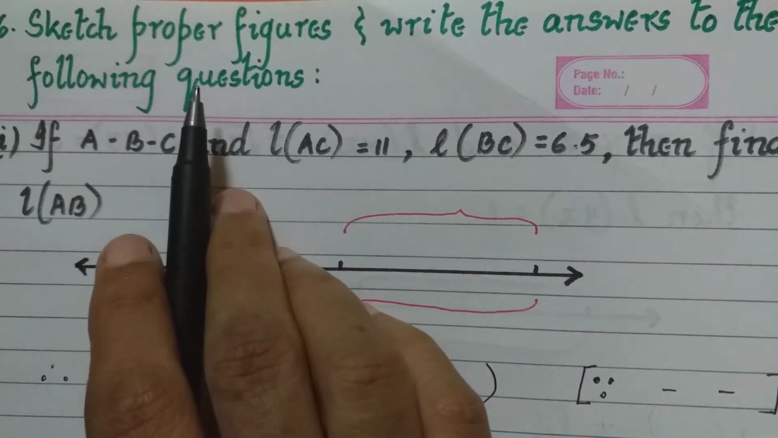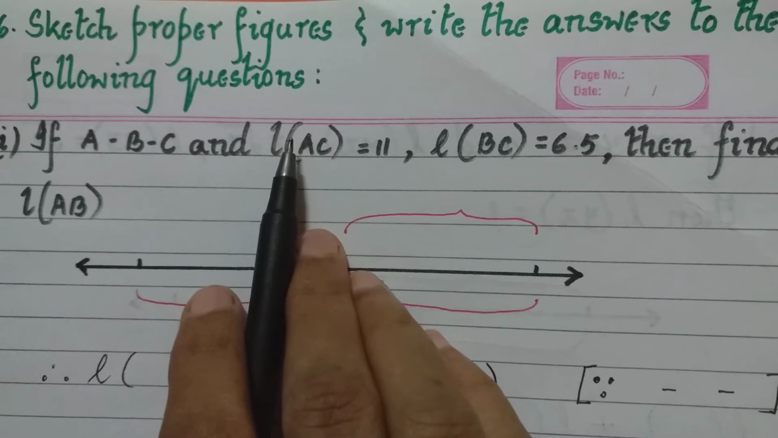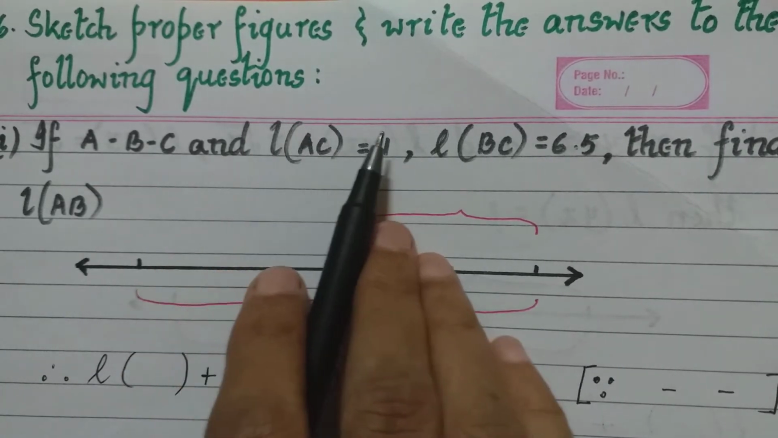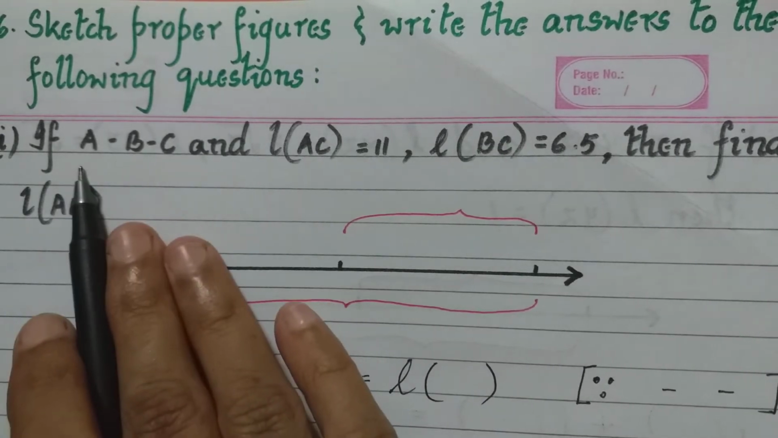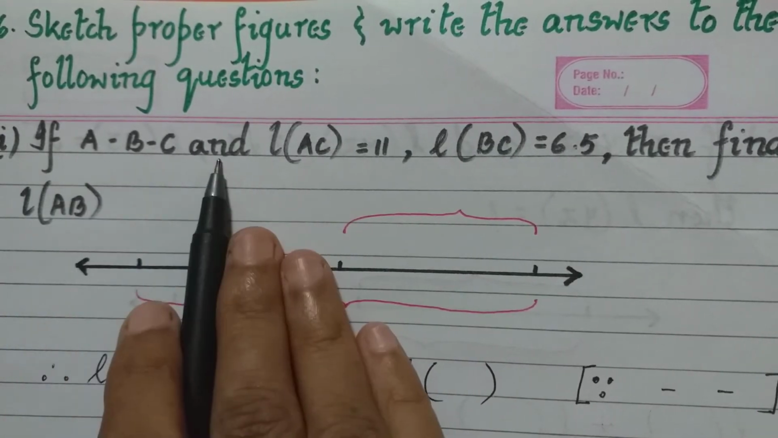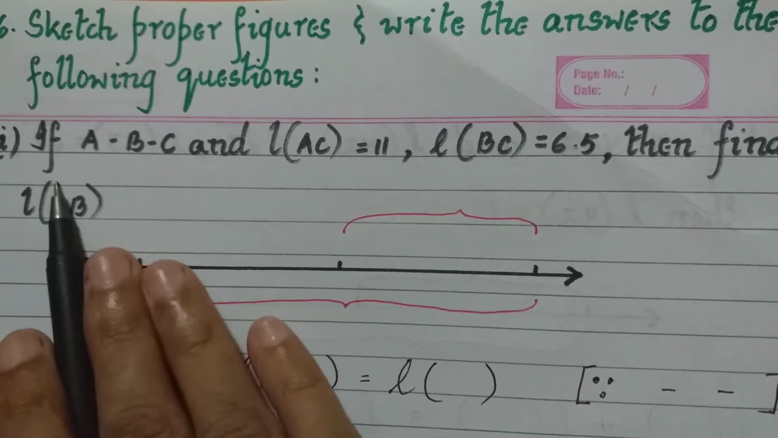Let us see the sixth question. Sketch proper figures and write the answers to the following questions. Okay, so here they have given you properly which point lies between the other two. See, when it is given here A-B-C, it is clear to us, right? Which is in between, point B. So point B is lying between A and C.